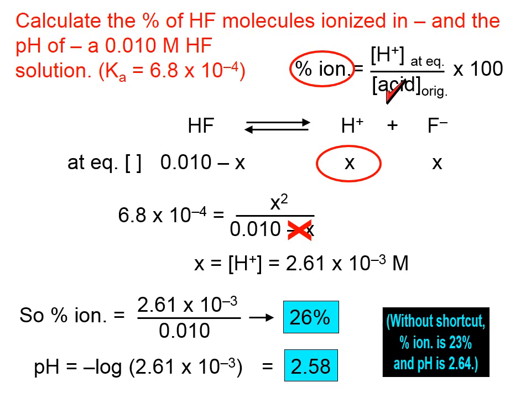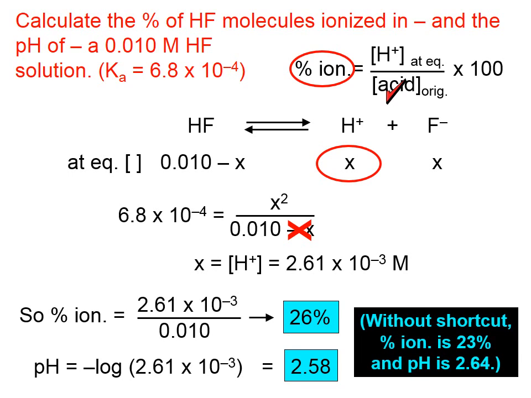And there's our pH. Again, we did use the shortcut. If we hadn't used the shortcut, if we had used the quadratic formula, our numbers would come out, as you can see, slightly different. There's nothing wrong with using the shortcut. It's certainly close enough for government work, as they say.